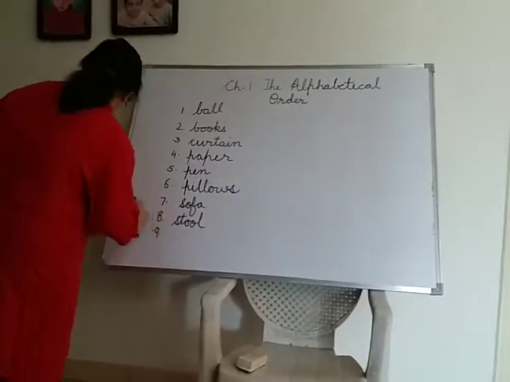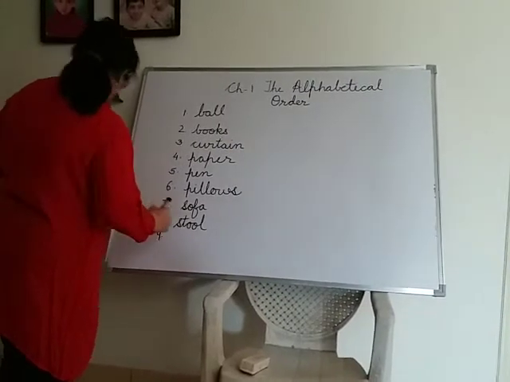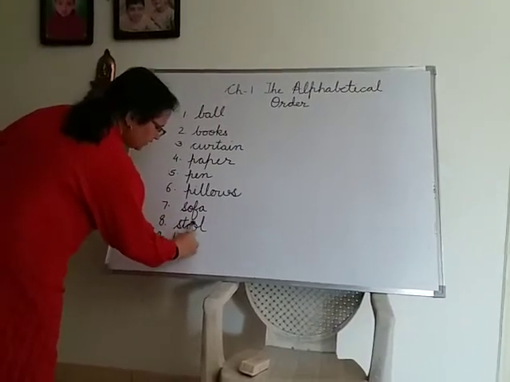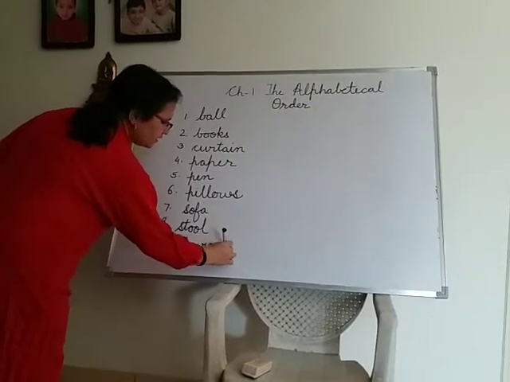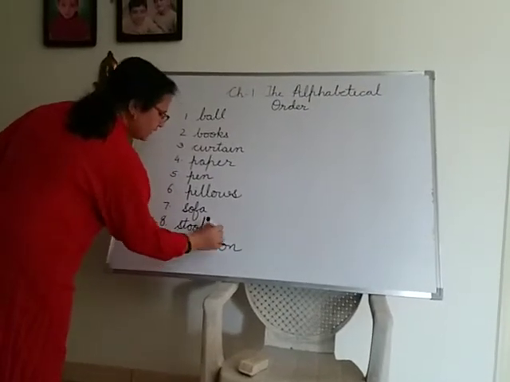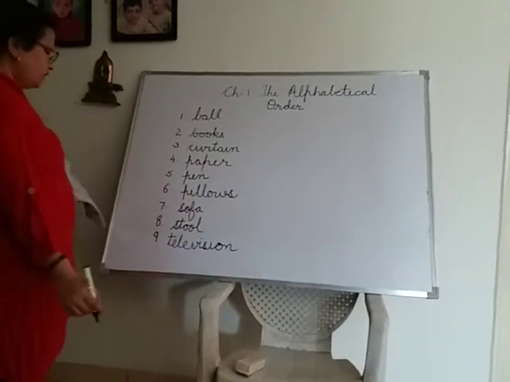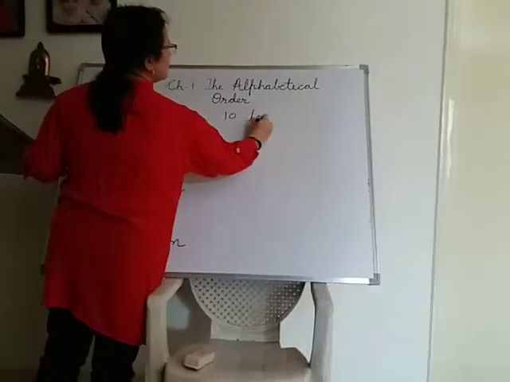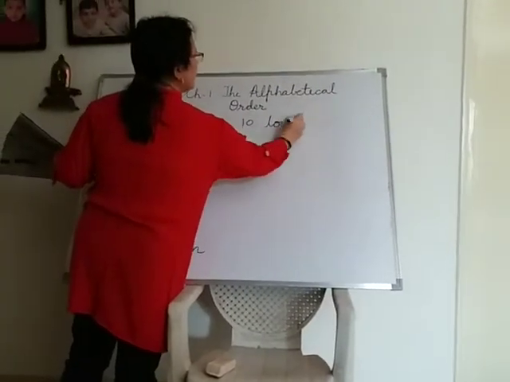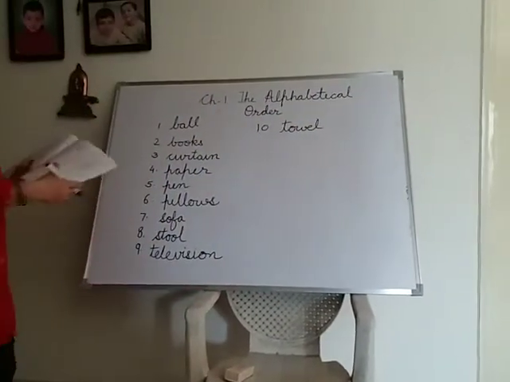T. So there is one word with T. Television. T-E-L-E, tele, V-I-S-I-O-N, television. Now at the end will come on 10th place towel. T-O-W-E-L, towel. So now in your book, in the yellow box, there are words.